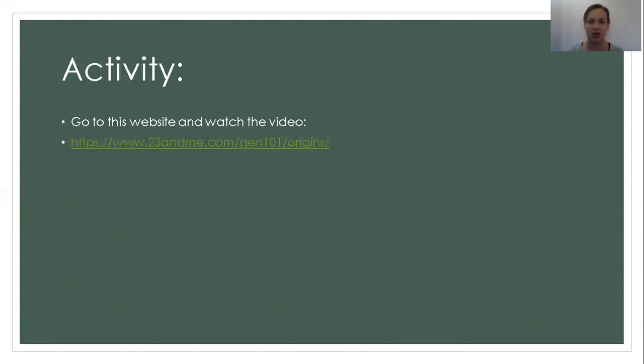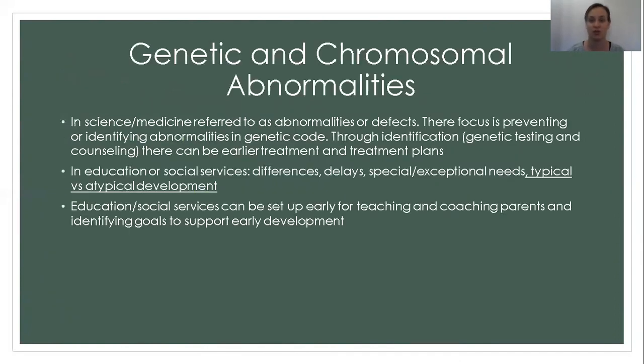It's 23andMe, and they have a Gen 101 that goes over more issues in genetics. If this was an area you wanted to pursue more, if it's something you're interested in, it might also make a good topic for a research study or research paper. So now we're going to go into genetics and chromosome abnormalities.